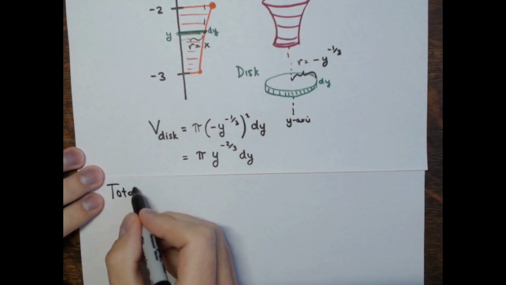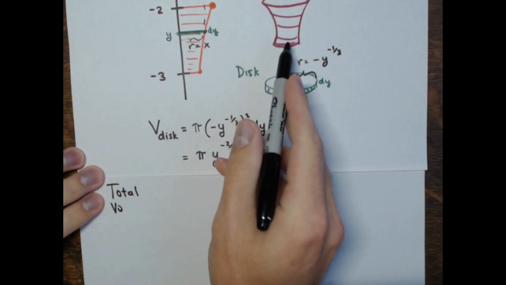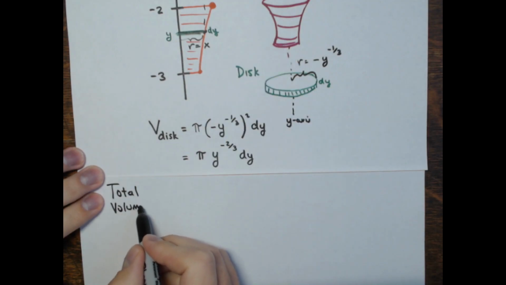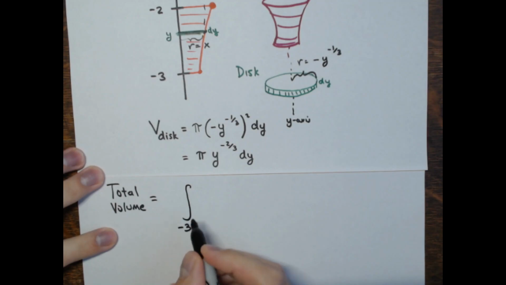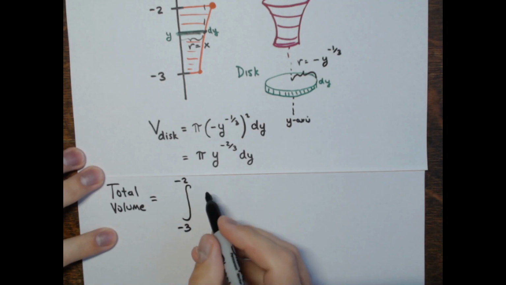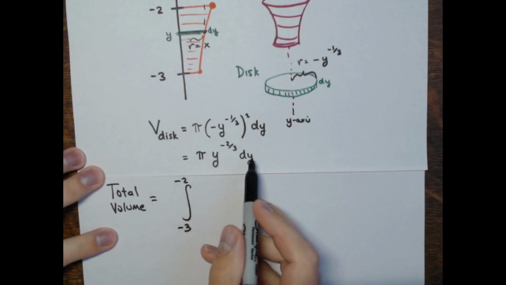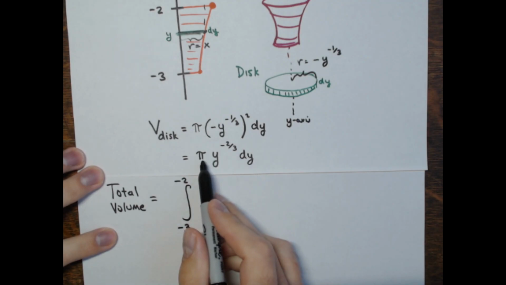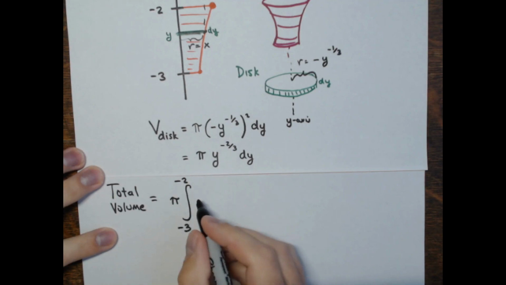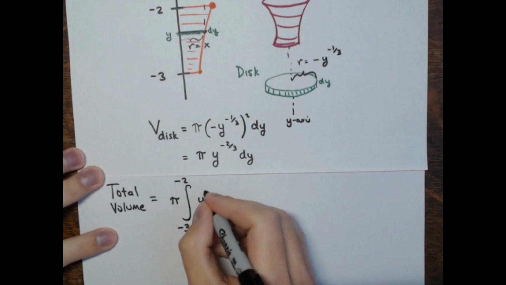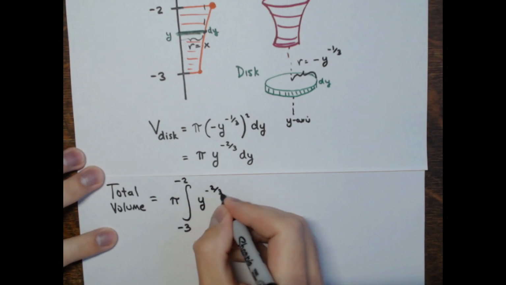But the total volume then of the 3D shape, the 3D solid, would be the integral from y equals -3 to y equals -2 of these disk volumes. And again, pi is a constant multiple. I'm just going to pull that out right now. Pi times, then you have here y to the -2/3 power dy.